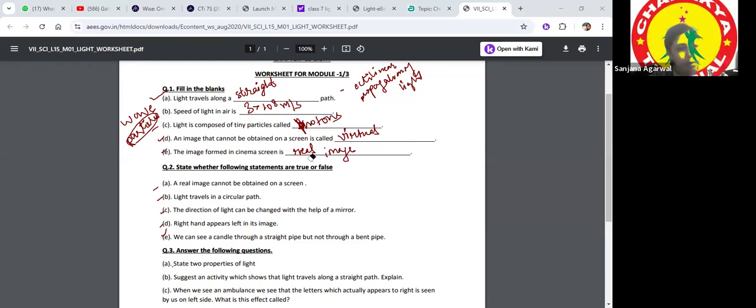Thank you. Next, true or false? Real image cannot be obtained on screen. See how similar they both are. Real image cannot be obtained on screen. At least this all can tell. Only Advika. Other students, what are you doing? Please speak up.